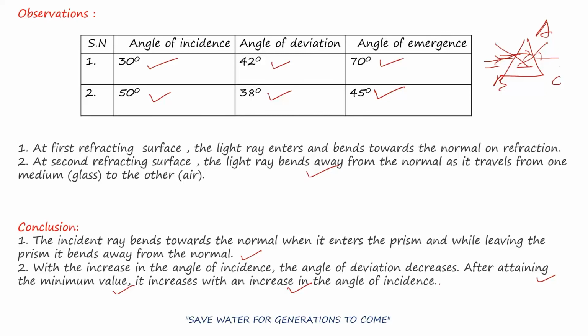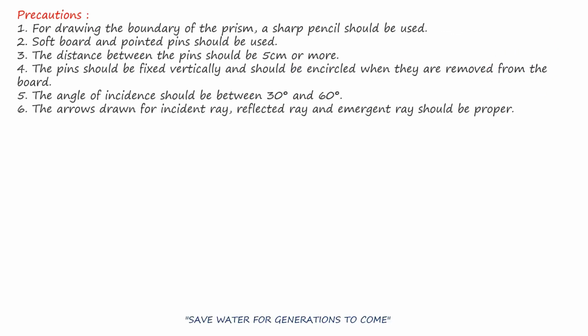Okay. So now next, precautions are very important. What precautions should be taken while performing the experiment to get the correct values? So the first is, for drawing the boundary of the prism, a sharp and dark pencil should be used. A soft drawing board should be taken so that the pins could be inserted easily. And the distance between the two pins should be about 5 cm or more than 5. The pin should be fixed vertically and should be encircled when they are removed from the board to draw the straight lines. Okay, so that we could draw straight line and then after that ray.